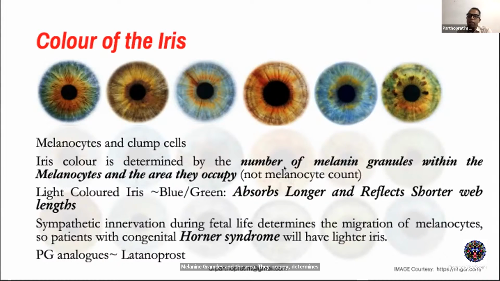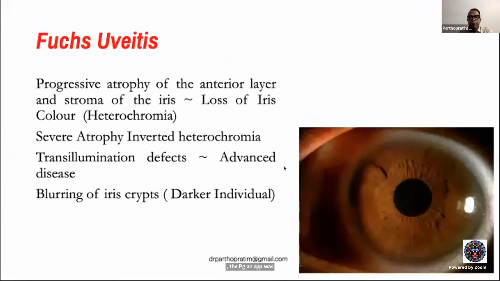So as you have read already, the lightly pigmented iris is blue and green because the longer wavelengths of light are absorbed and the shorter are reflected. Now, sympathetic innervation during fetal life plays a very important role because it determines the migration of the melanocytes. So that's why the patients with congenital Horner syndrome will have lighter iris. Now, you have to remember that certain drugs, for example, the prostaglandin analogs, can cause hyperpigmentation of iris.